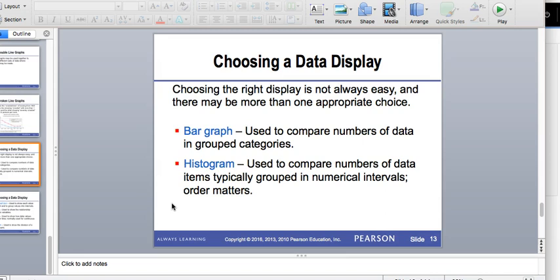They should use a bar graph if they are trying to compare numbers of data in a grouped category. And we looked at those in the previous lessons. They should use a histogram if they are trying to compare numbers, but they're grouped in numerical intervals. So like we did in the previous lesson, where we're looking at, okay, how many were there between 30 and 39? How many were there between 40 and 49? When we have those numerical intervals, that's when it's best to use a histogram.